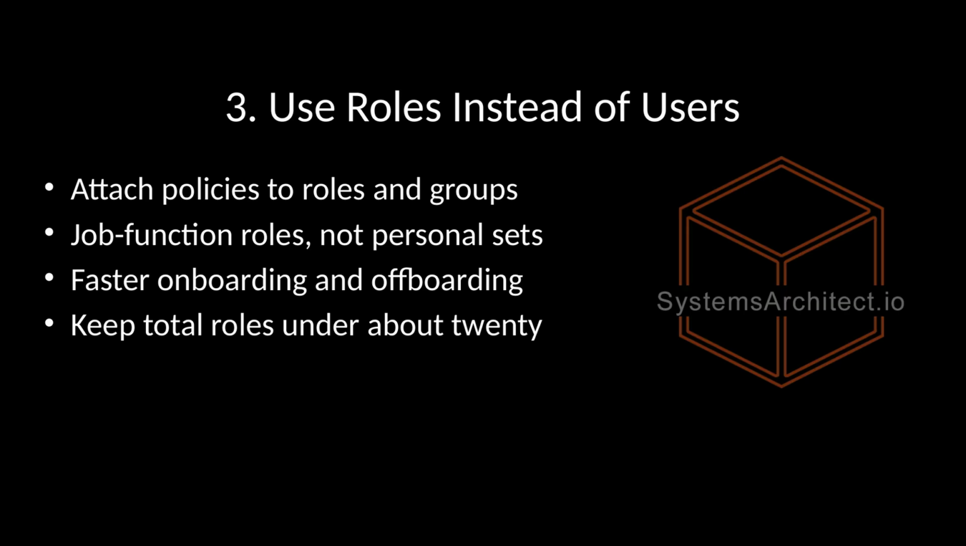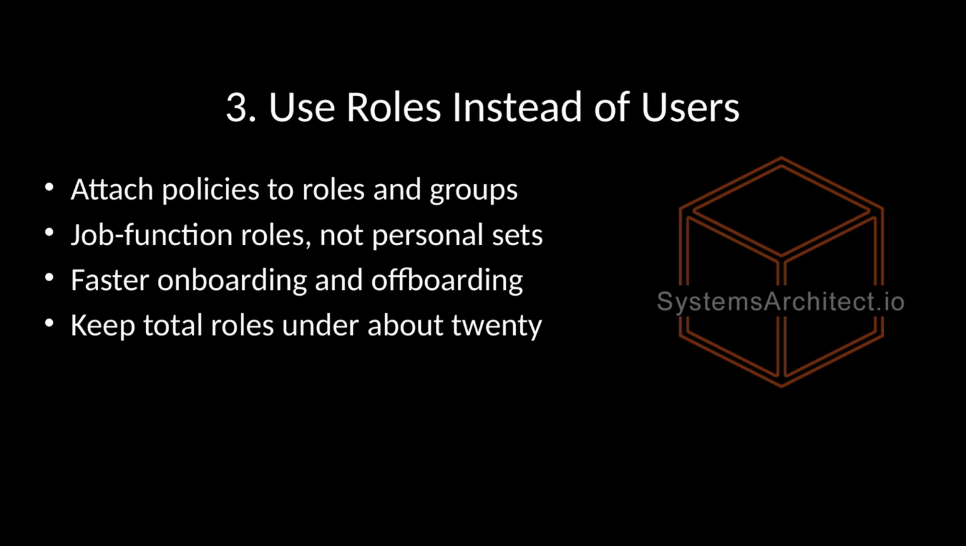Define roles by job function, not by person. Developer read only, developer deploy, SRE on call with time limits, security auditor across accounts, and keep total roles under about 20 to avoid explosion. On AWS, use instance profiles, Lambda execution roles, and ECS task roles for machines, and IAM Identity Center permission sets mapped to groups for humans, avoiding long-term IAM user keys.